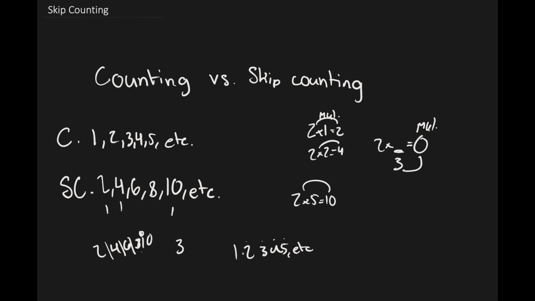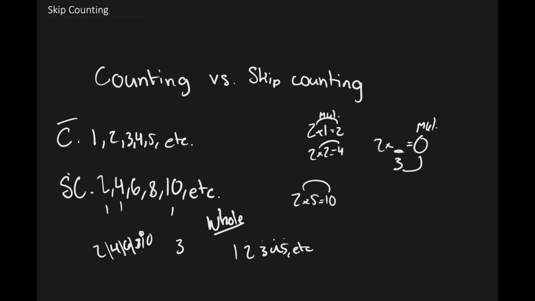Now some could argue, hey, but we're skipping 1.5 while we're going here, so isn't this also skip counting? No, because when you skip count, you have to be skipping a whole number, not a fraction. It has to be a whole number. So this is why it's called skip counting, and I'm hoping that after this you know the difference between skip counting and just regular counting.